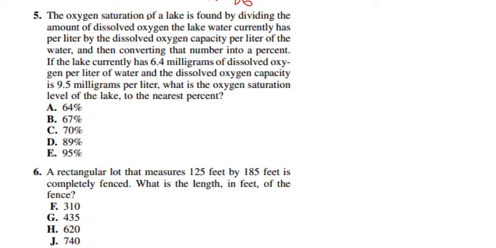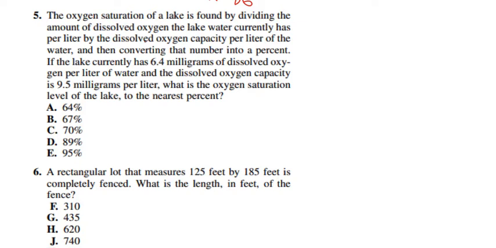The oxygen saturation of a lake is found by dividing the amount of dissolved oxygen the lake water currently has per liter by the dissolved oxygen capacity per liter of the water, and then converting the number to a percent. If the lake currently has 6.4 milligrams of dissolved oxygen per liter of water and the dissolved oxygen capacity is 9.5 milligrams per liter, what is the oxygen saturation level of the lake to the nearest percent?